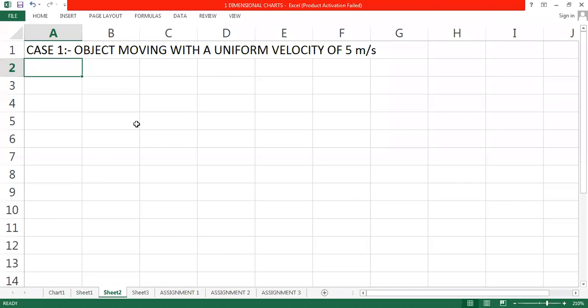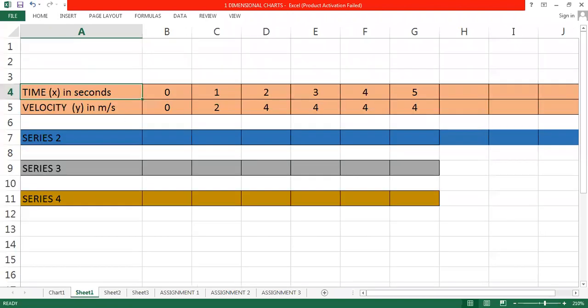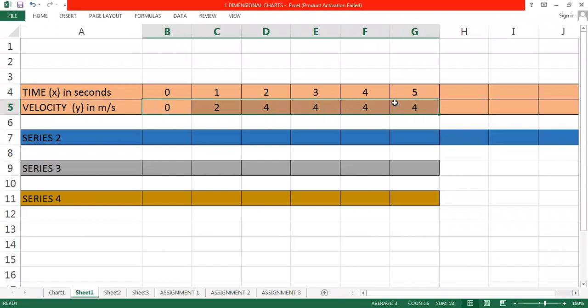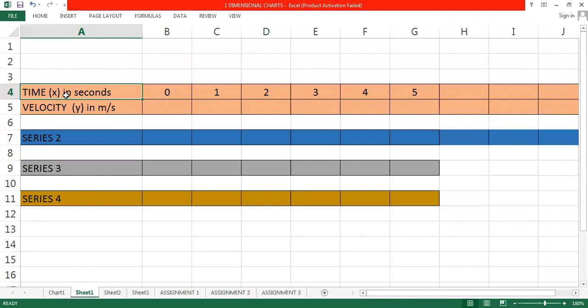Now, after writing the case, we will talk about the coordinates. Okay. So on x-axis, I will be taking time. On y-axis, I will be taking velocity in meters per second. Now my recording will be for 5 seconds. Okay. So 0, 1, 2, 3, 4, 5.